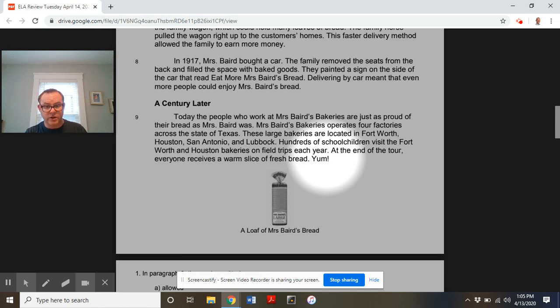But then, as we wrote down here, they needed a new way to deliver it. So at first, they got the family wagon, and they hitched up the horse and they went out and they sold all the bread and delivered it. But then, even that wasn't fast enough because it was still gaining in popularity. So they actually needed to buy a car, and then they took the seats out of the back, which I find to be really funny. And then they loaded up this car with bread and went off and delivered it. And finally, a century later, Mrs. Baird's bread is still popular today, and the 4 factories are very, very busy. That's right. We're down in Texas. We've got the 4 factories. So busy, in fact, that school kids go to the factory and they get a slice of bread.